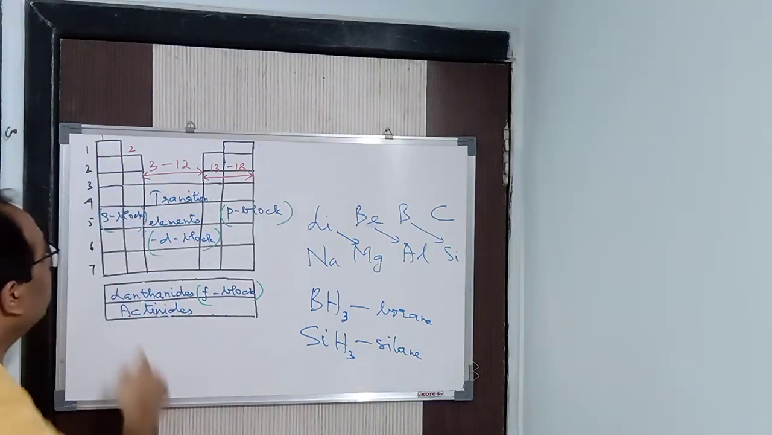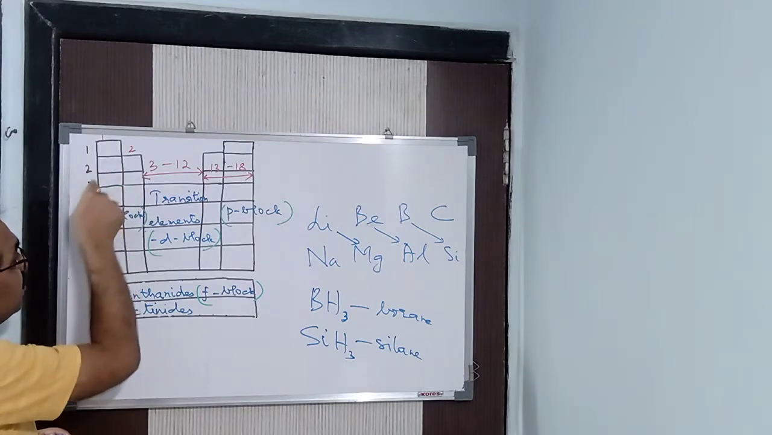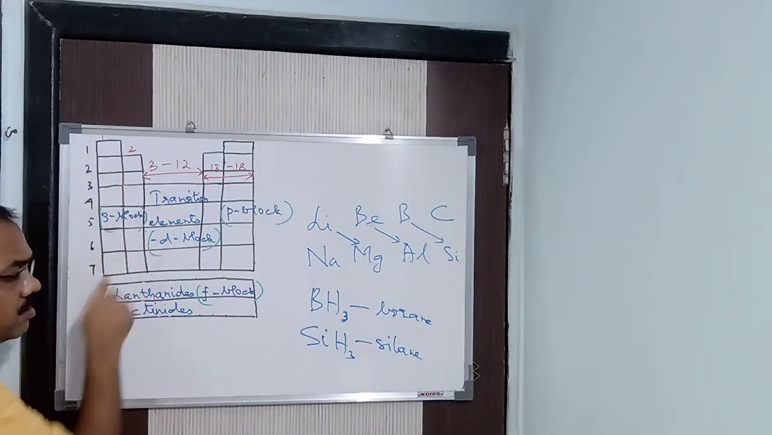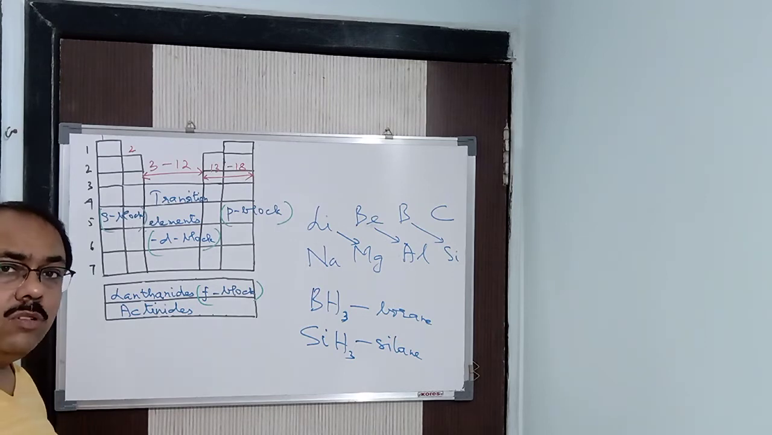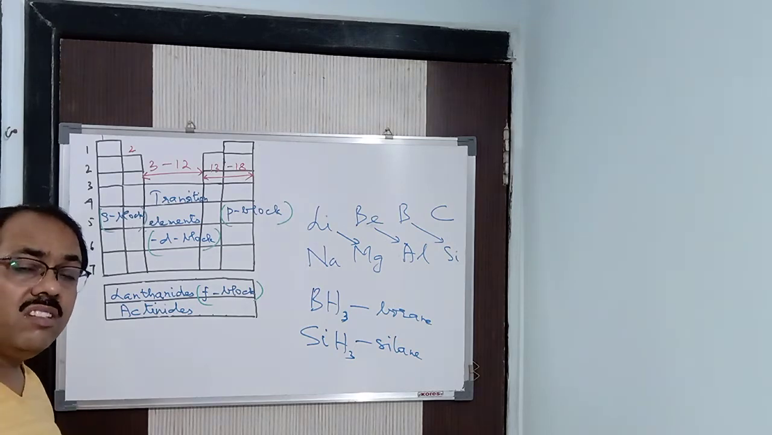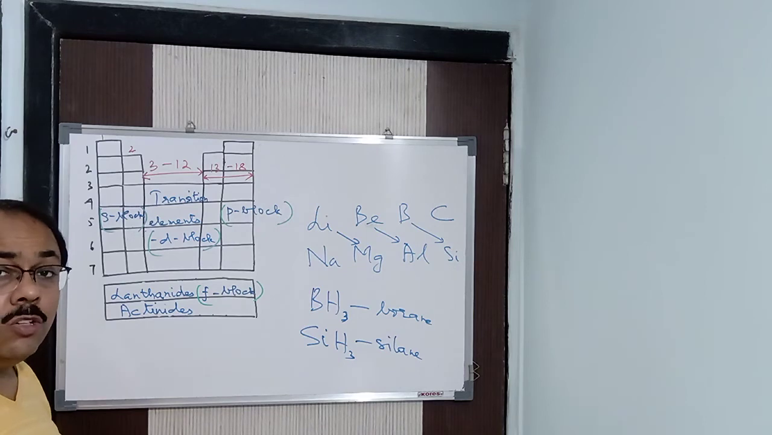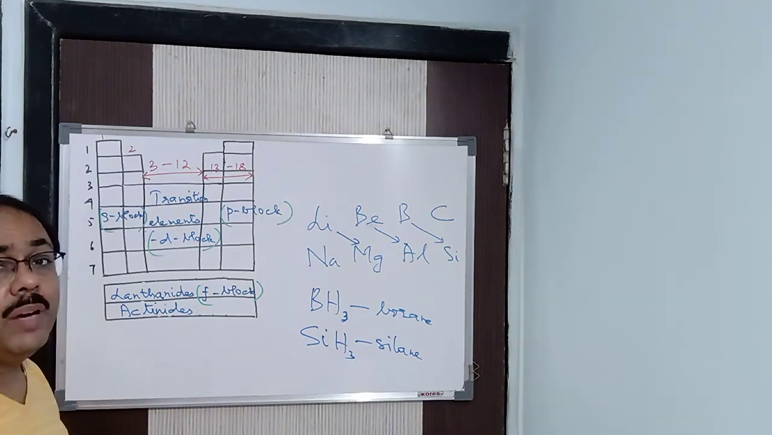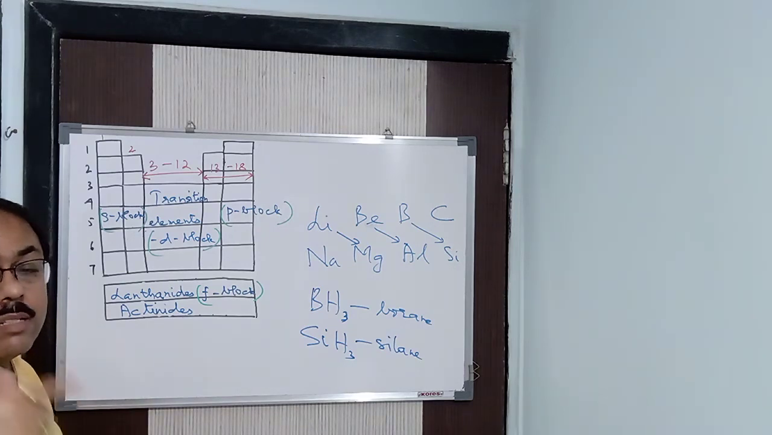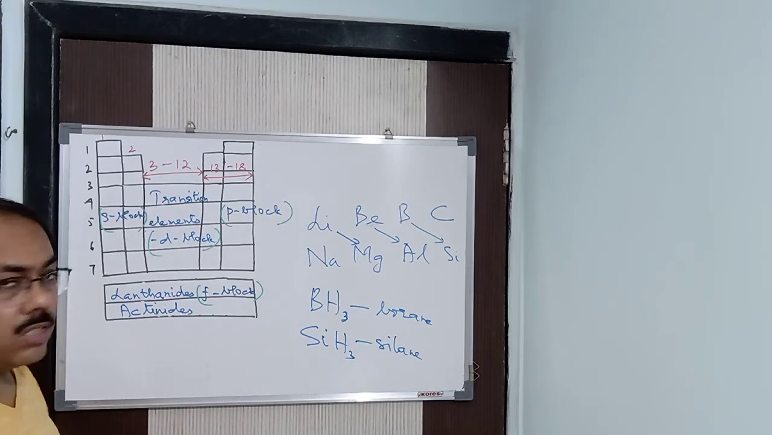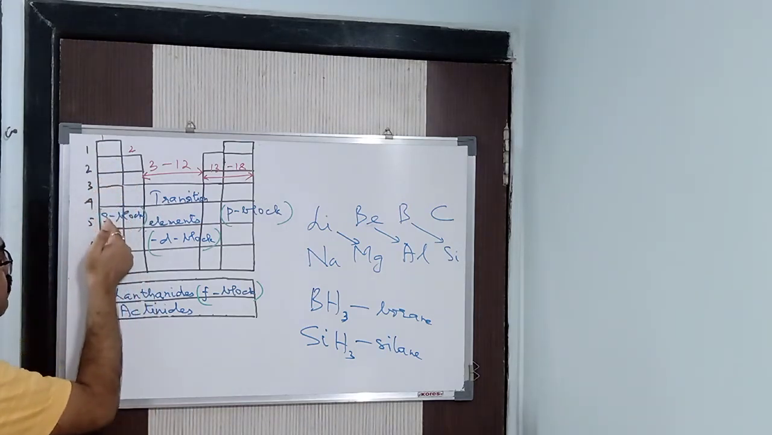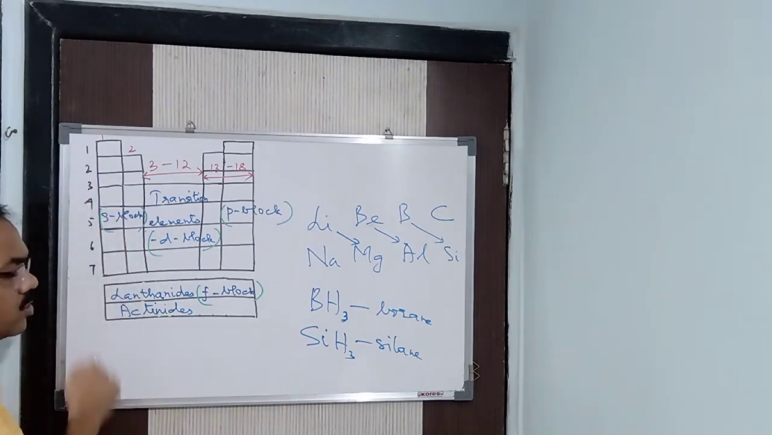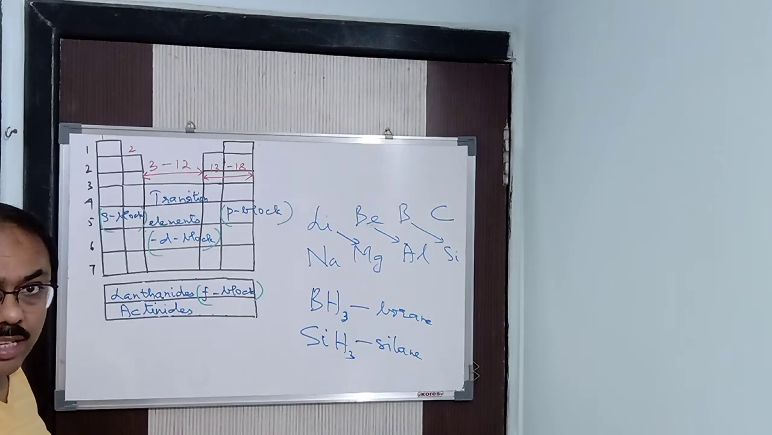Now, why do we say so? Because when you come down the group, the number of shells increases. Got it? So the electrons present in the outermost shell are lost readily, due to which it behaves as a stronger metal. Because metals are electropositive in nature. When you come down the group, the number of shells is 2, 3, 4, 5, 6, because this number corresponds to the number of periods. Clear?